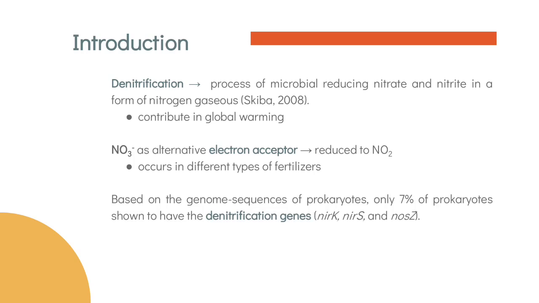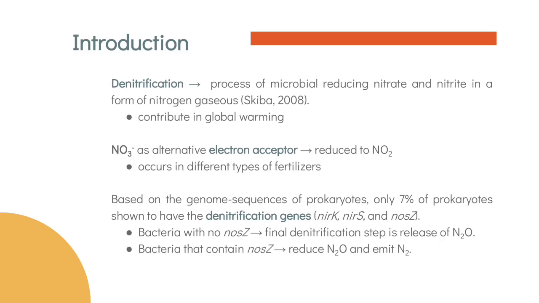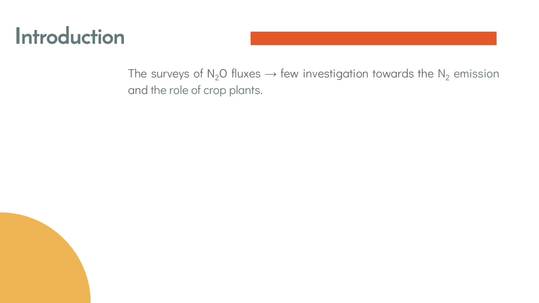In a survey of genome-sequenced prokaryotes, 7% contain denitrification genes, which are nirK, nirS, and nosZ. However, not all prokaryotes with a nitrite reductase gene have nosZ, and the other gene is also not active. Consequently, for these organisms, the final denitrification step is the release of N2O. Also, there are bacteria that contain nosZ without nirK or nirS, and are assumed to reduce N2O, emitting N2. Based on the survey for N2O fluxes, there are few investigations on nitrogen emission and the role of the crop plant.